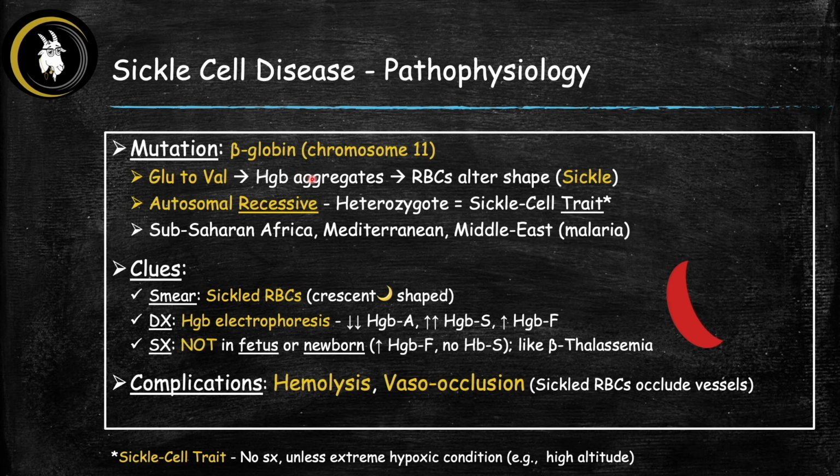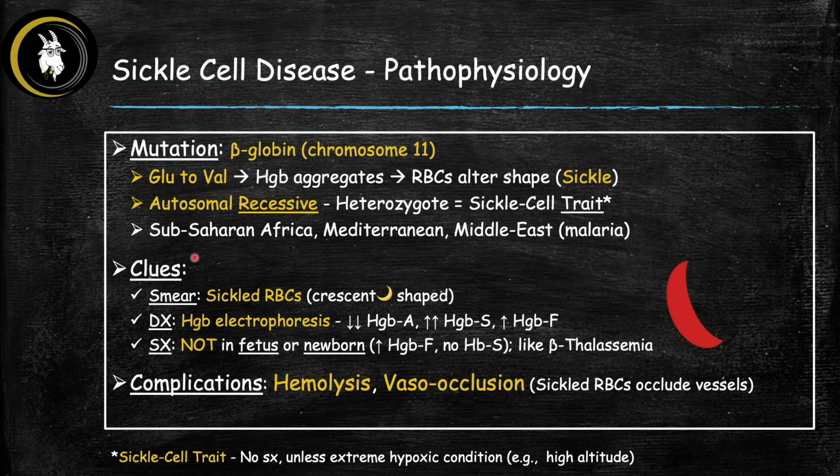And if there's one normal and one abnormal copy, in other words, someone is heterozygous, this is known as sickle cell trait or a carrier. And these people usually have no symptoms unless they're exposed to extreme hypoxic conditions, such as in high altitude. And then finally, this mutation is found in higher rates in people of certain ancestry, such as from sub-Saharan Africa, Mediterranean, and Middle East. And this is thought to be an evolutionary advantage because of protection against infection of the red blood cells by malaria. And this is a similar phenomenon we see in G6PD and thalassemia as well.